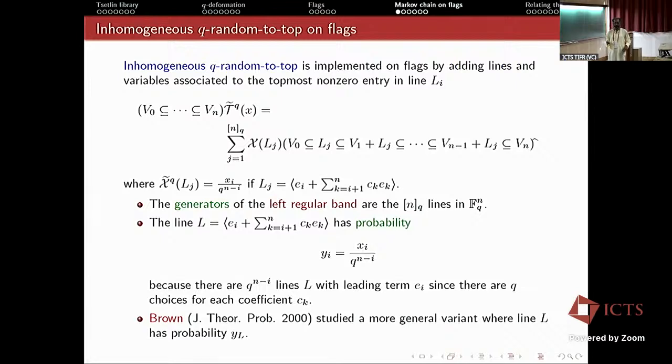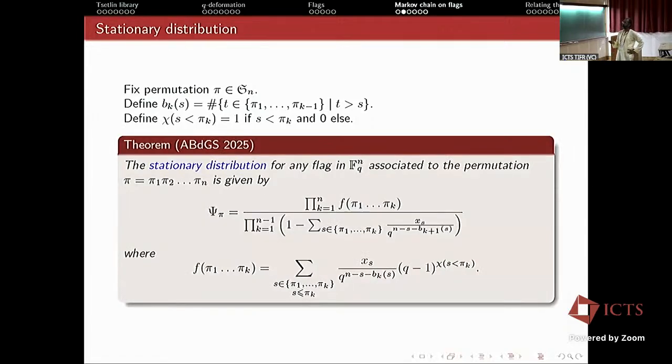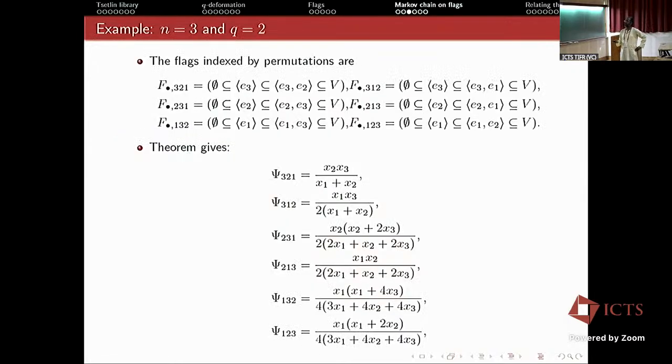Yeah, exactly. So I'll show you the formula for the stationary distribution. It involves this function b sub k of s, which is the number of elements in 1 through k minus 1 which are larger than s. So it's also a product formula. It's complicated, but it's a product. And here I take the same example, n equals 3 and q equals 2, and here you see the formulas are just in terms of x sizes. Q is 2 in this example.